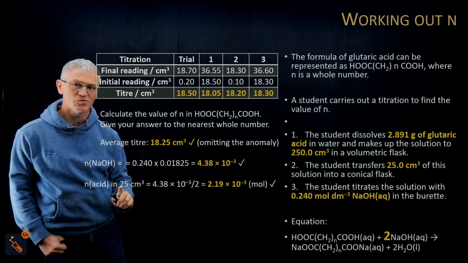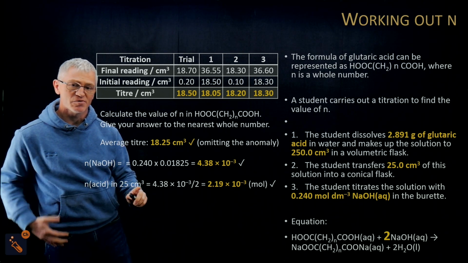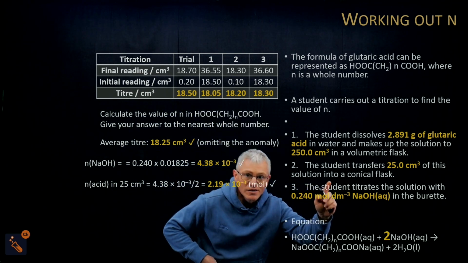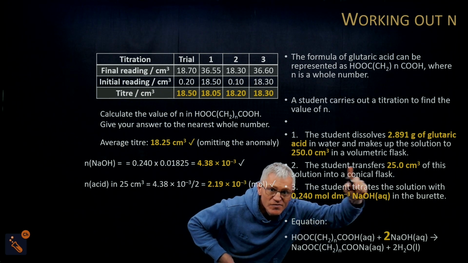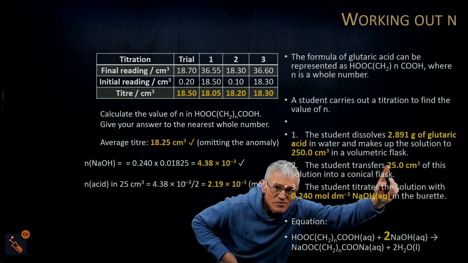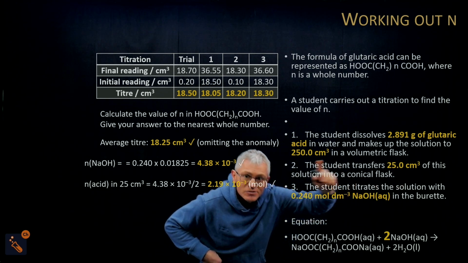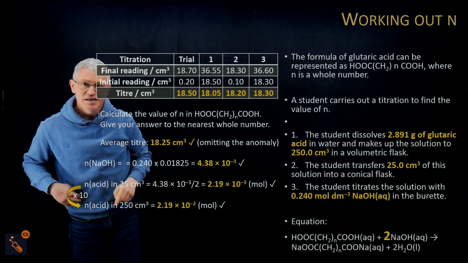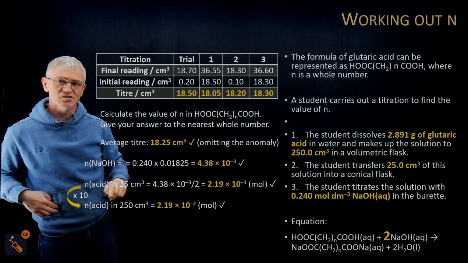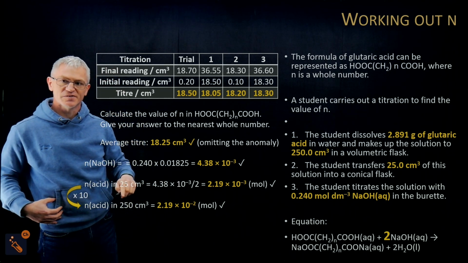Now that's the number of moles of the acid in 25 centimetres cubed. But you can see 25 came out of the 250. So there's a factor of 10 difference here. So we need to times this number by 10. That gives us the number of moles in 250 centimetres cubed.